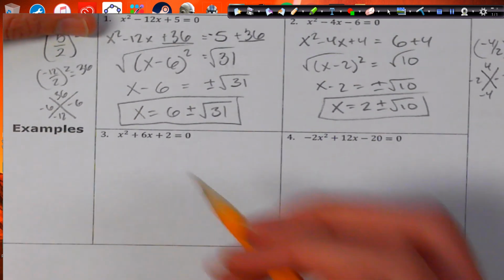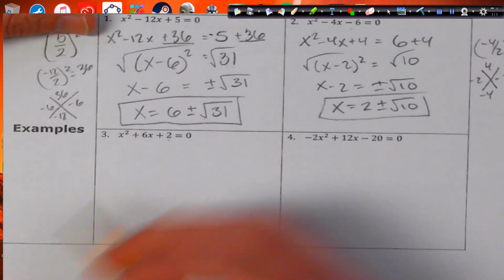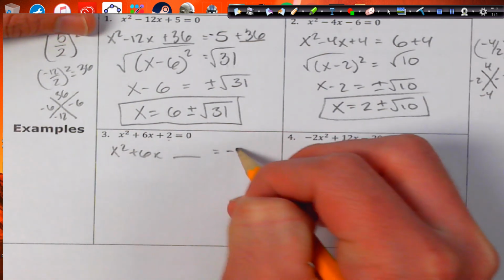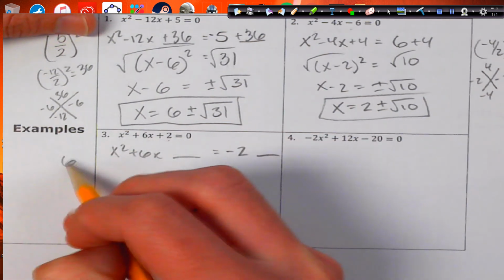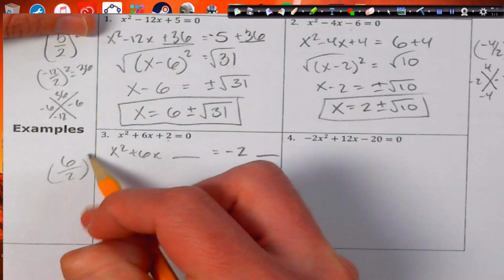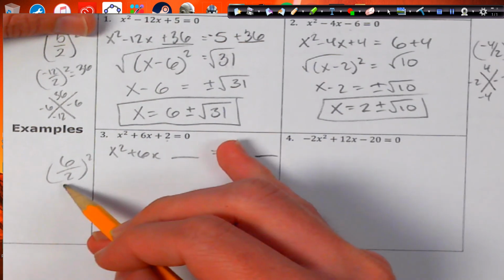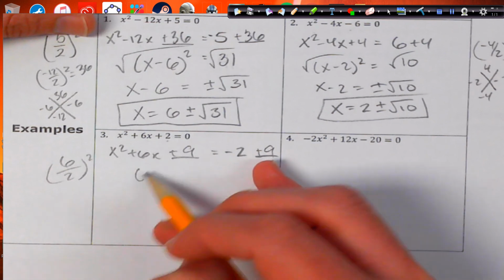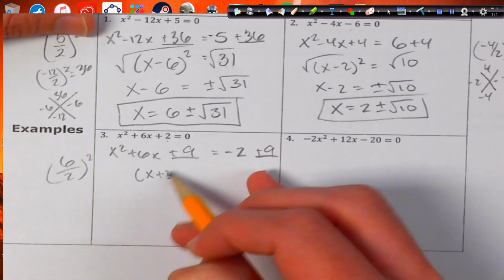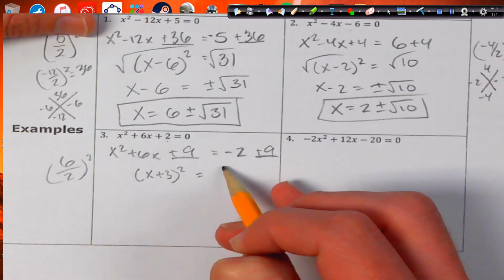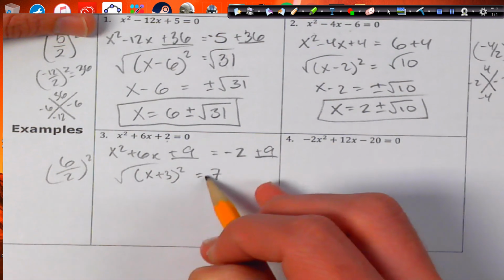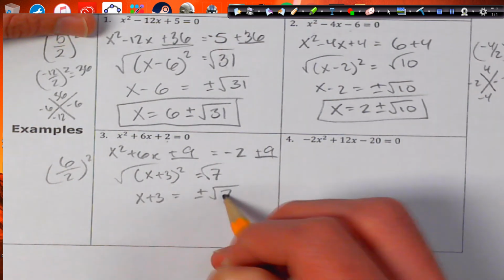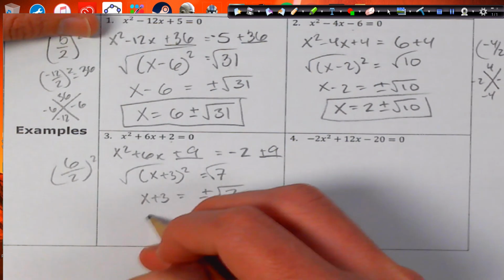Number 3. Nothing multiplies to 2 and adds to 6, so we got to move it over. We're going to complete that square, so we're going to take the b divided by 2 and square it. That's going to be 3 squared, which is 9. This is very similar to our example problem. We know this is going to break down to x plus 3 squared, and this is going to equal 7, and square root. x plus 3 equals plus or minus square root 7. So do that plus or minus, and then subtract 3.